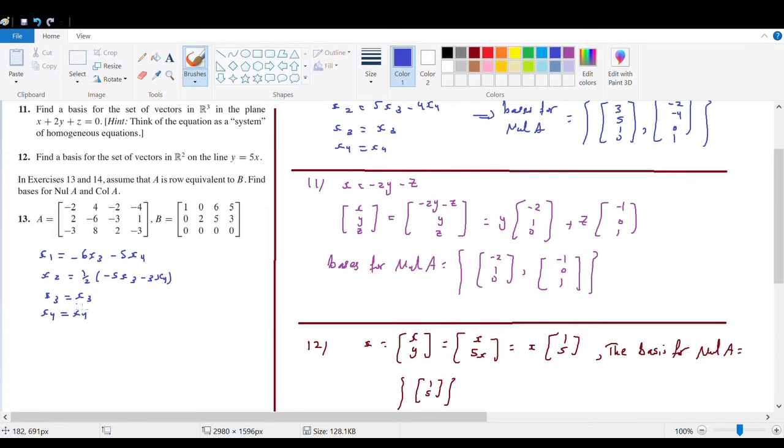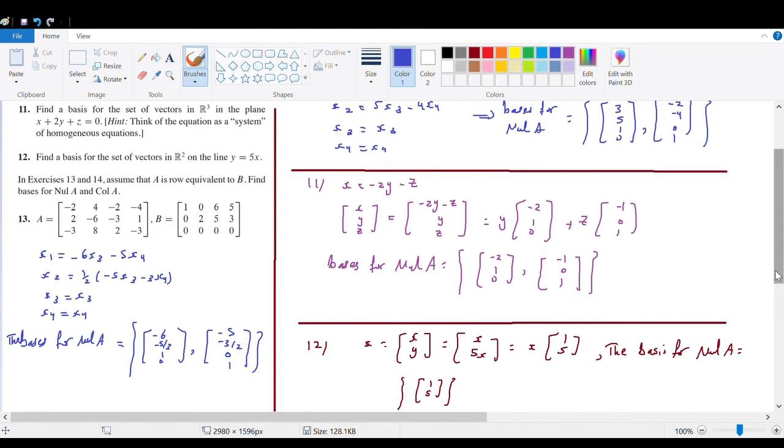So now to write the basis for the null A, we just need to take the coefficients of x3 and x4 since they are free variables. So basis for null A: coefficients of x3 is minus 6, minus 5 over 3, 1, 0. Coefficients of x4 is minus 5, minus 3 over 2, 0, 1. So this is the basis for null A.